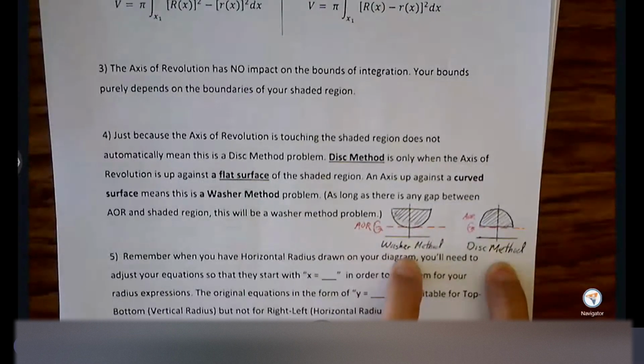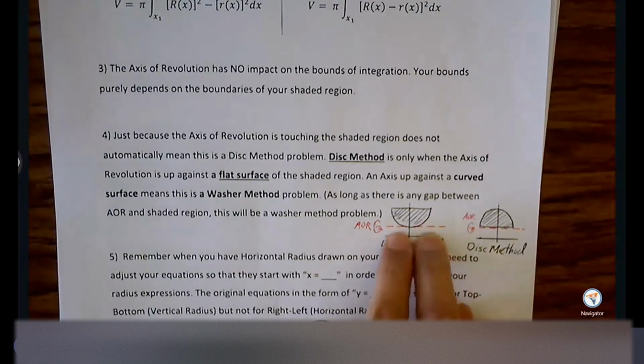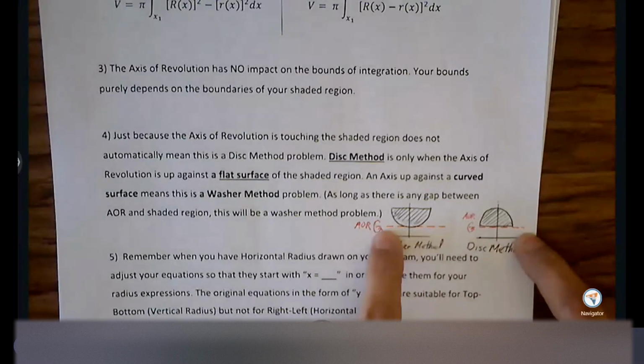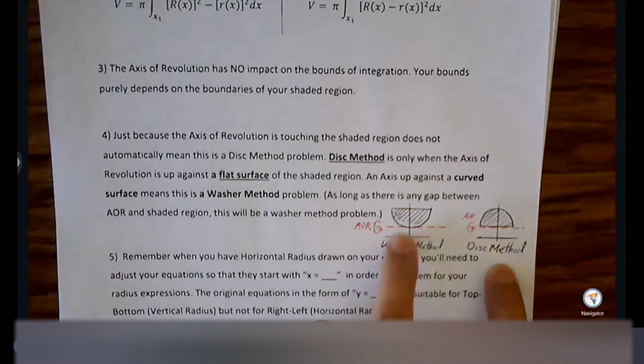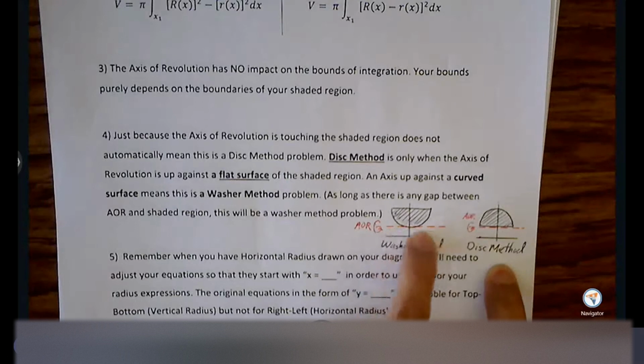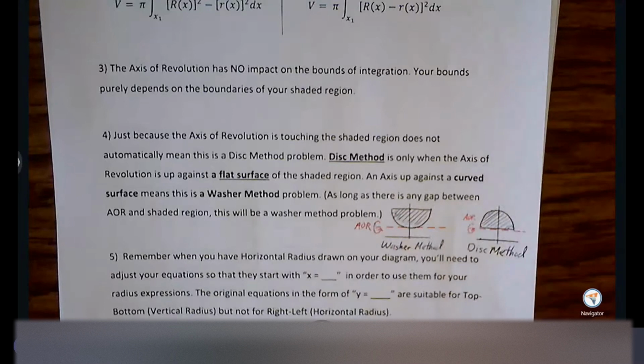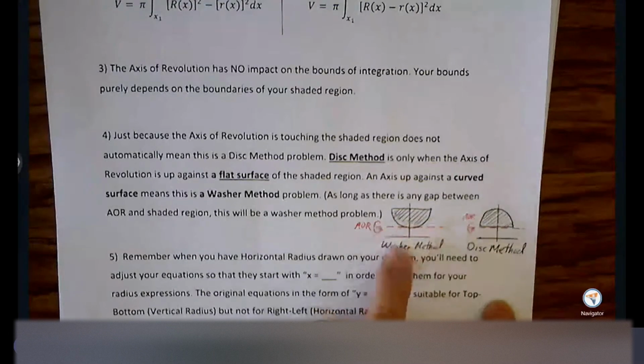In both these graphs here, the axis is touching the shaded region, but we have different methods for these. Here it's touching, but it's up against a curved surface, so there's all this gap that's being left unaccounted for. So we have to subtract that out. We got to go through washer method.